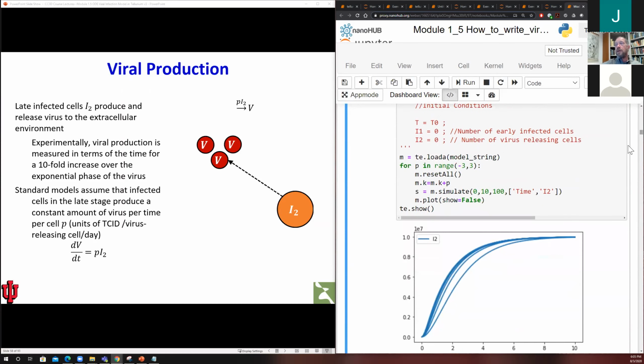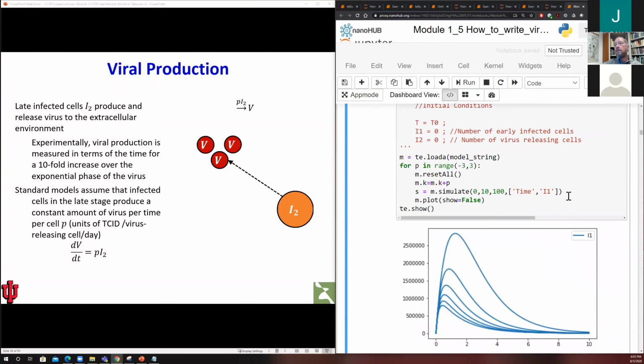You see, it doesn't do very much for the I2s, but if we look at I1, it actually makes a big difference. If K is small, our early infected cells last a long time. We get a lot of them. As K goes up, the number and duration of those I1 cells goes down.